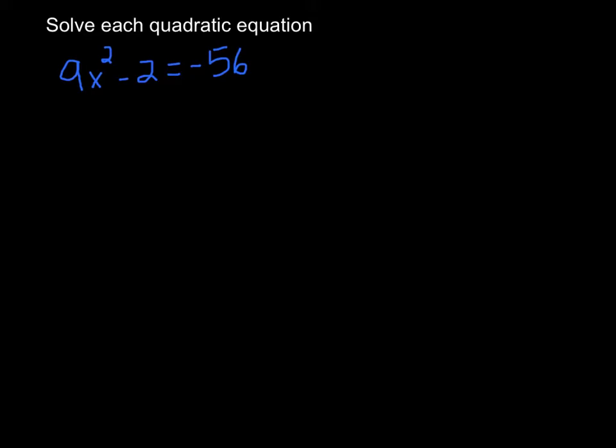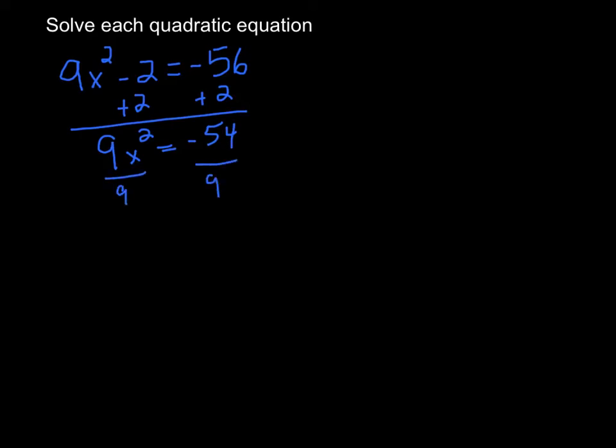My first step would be, instead of subtracting 2, I'm going to add 2 to both sides. That'll give me 9x squared is equal to negative 54. Now I'm going to divide both sides by 9. What I'm trying to do is just isolate that x squared. So let's see here, that gives me x squared equals negative 6.